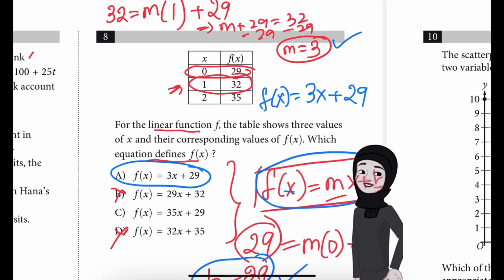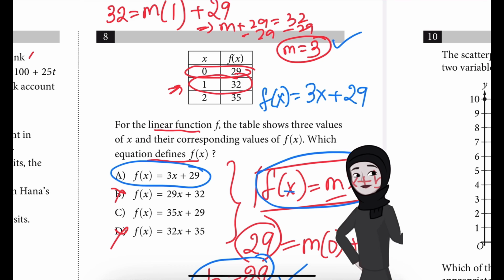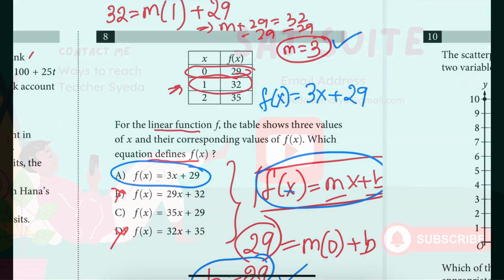So for these types of questions, first we can calculate b if we know the value at x as 0, and after that we can use that value of b and calculate m also. That's the simple way.